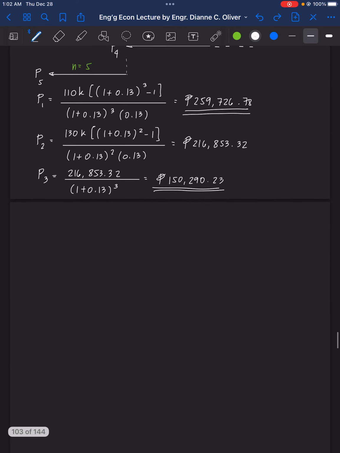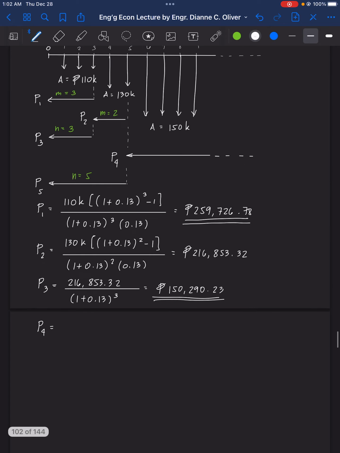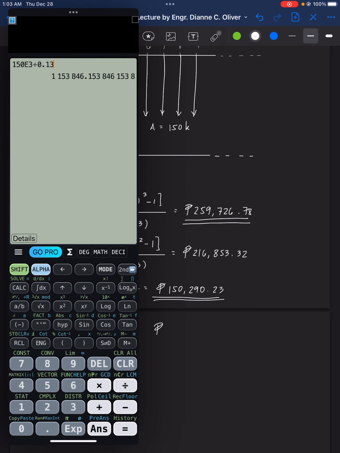Next, let's compute for P4. So P4 is actually perpetuity. Here, P4 is treated as perpetual. So 150K divided by the I, which is 0.13. So 150K divided by 0.13. So that is 1,153,846.15.